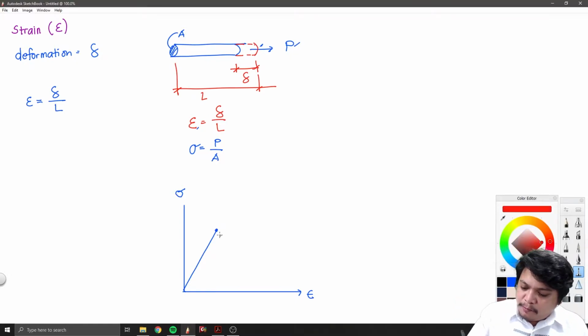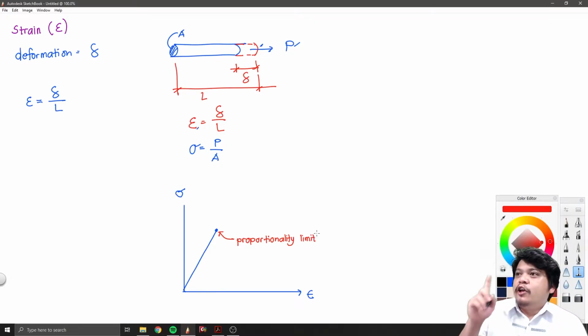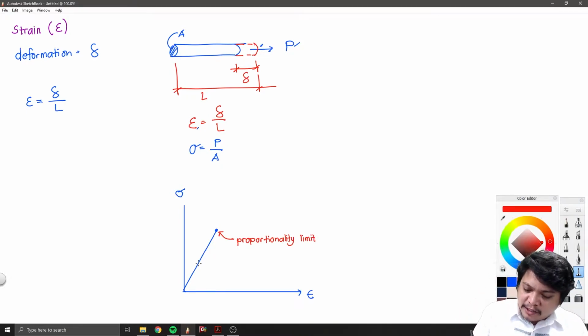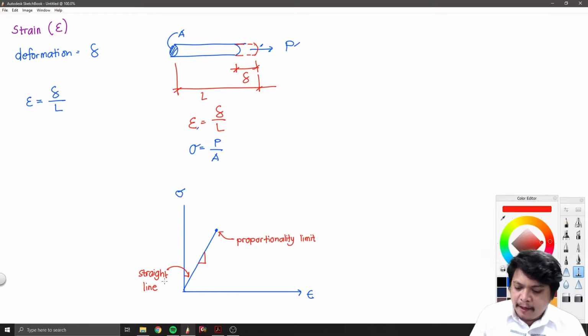Yung point natin na to, ito tinatawag nating proportionality limit. This proportionality limit, ibig niyan sabihin yung stress mo at saka yung strain, kung papansin niyo, they are constant, straight line. So you have there a straight line. This follows what you call the Hooke's law.